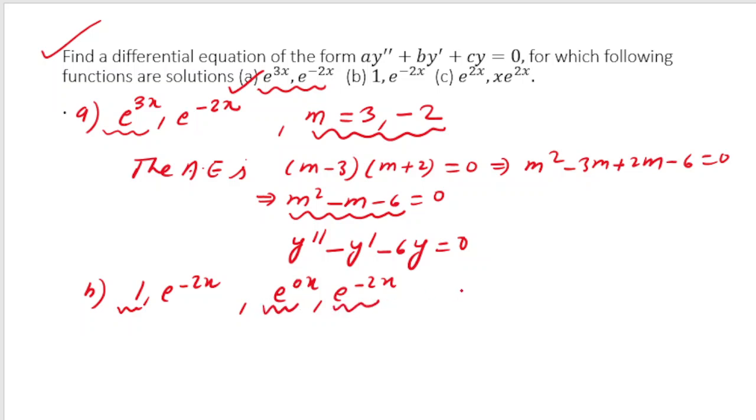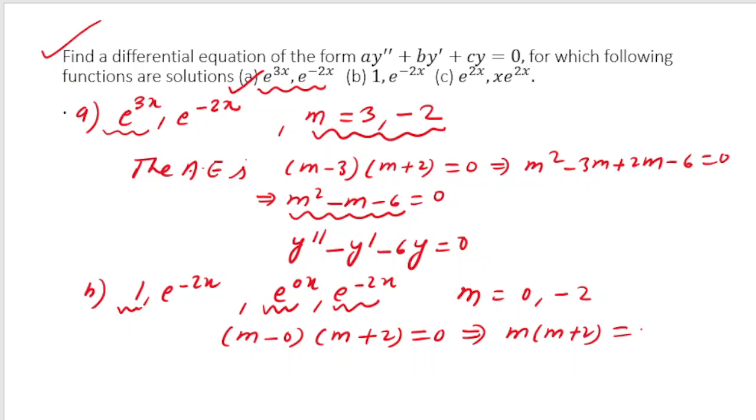That the roots will be 0. The roots m will be 0 and minus 2. So if the roots are 0 and minus 2, then what will be the auxiliary equation? The auxiliary equation will be m minus 0 into m minus minus 2, that is m plus 2, is equal to 0. So this will give me m into m plus 2 is equal to 0, right? And so this gives the auxiliary equation m square plus 2m is equal to 0.